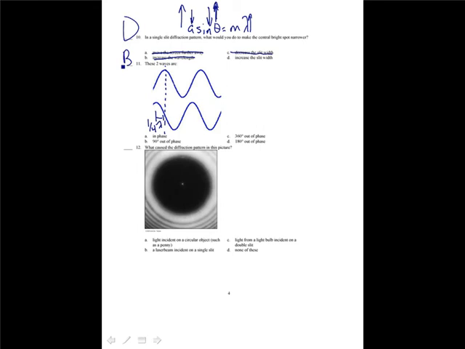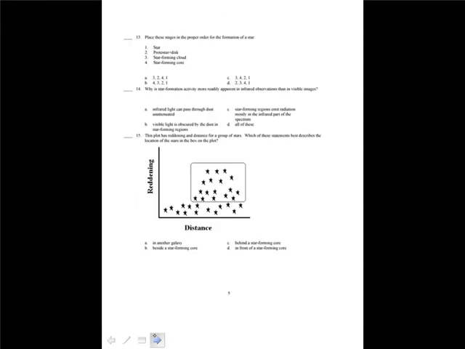What caused the diffraction pattern in this picture? Light incident on a circular object. That is A. It's a circular diffraction pattern.